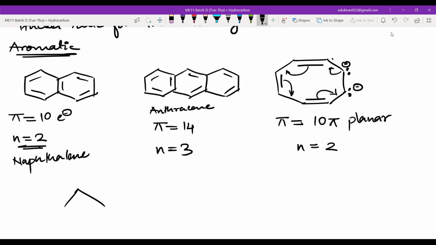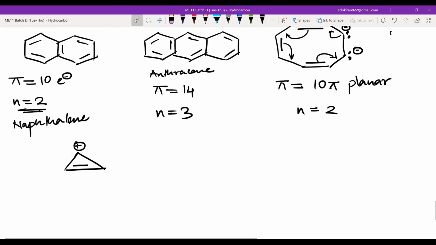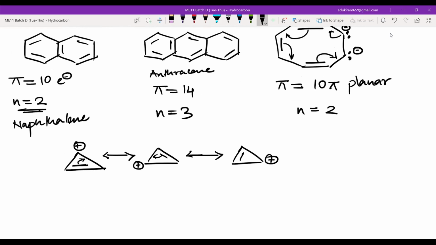Similarly, you can have this, and here you will have a positive charge. Now here also we have a ring structure, and all of the atoms here are planar, and you can also see that these 2 pi electrons, all of the carbon atoms can be involved. You can get this pi bond here, and this will get a positive charge. You can get this pi bond here, and this carbon will get a positive charge. Now you can see that there is complete delocalization.